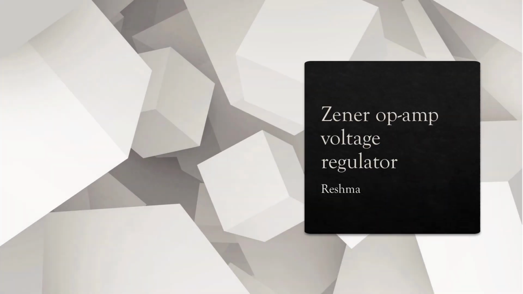In our previous videos, we saw that when a Zener and a transistor are used together to regulate output, power loss of the Zener and the transistor is maximum at maximum input and maximum load. To reduce the Zener loss, we use an op-amp. I am Reshma, and in this video, we will see how we can use a Zener op-amp as a voltage regulator.